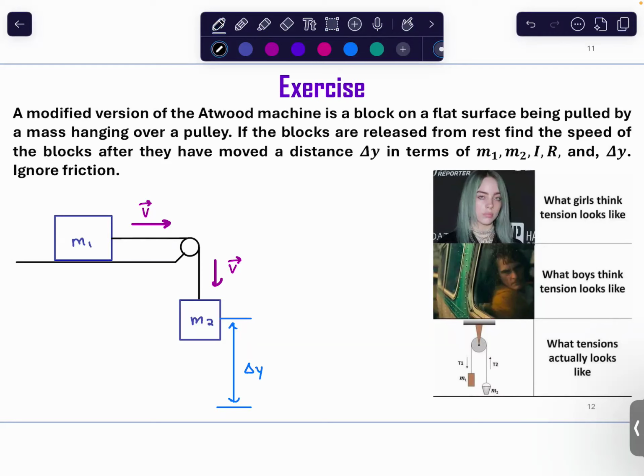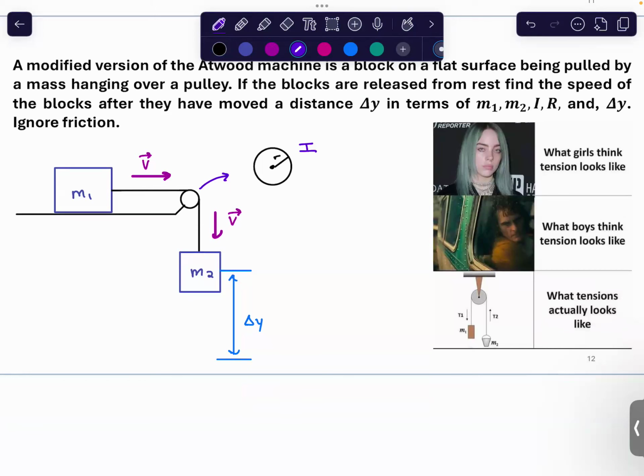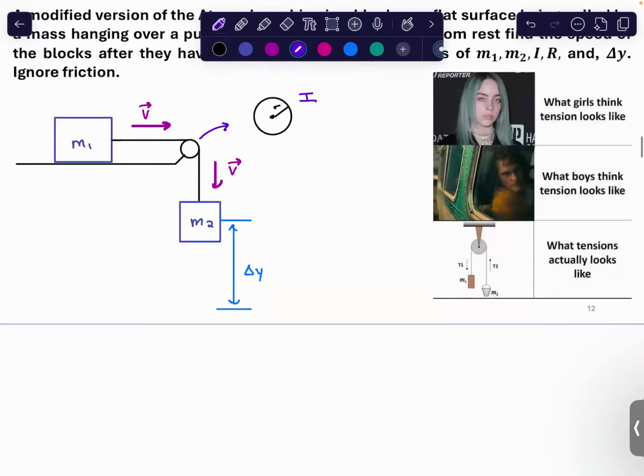And then our pulley, we're going to have to take into account that this pulley has radius r and a moment of inertia. Okay. So we're trying to find v. V is what we're after.